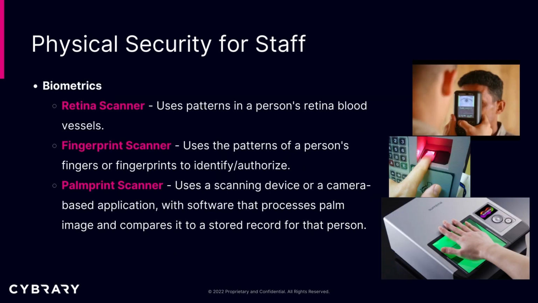Biometrics, various types of biometrics. You can use a retina scanner, which uses patterns in the person's retina blood vessels. A fingerprint scanner uses patterns of a person's fingerprints to identify. A palm print scanner uses a scanning device or camera-based application. Now, with this software, it processes the image of the palm and compares it to a stored image.